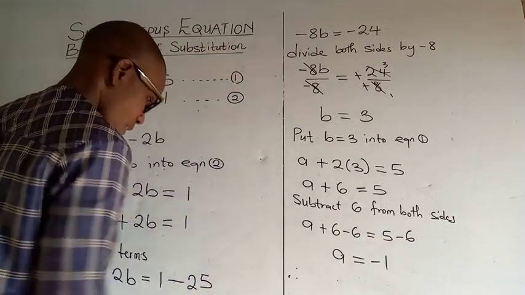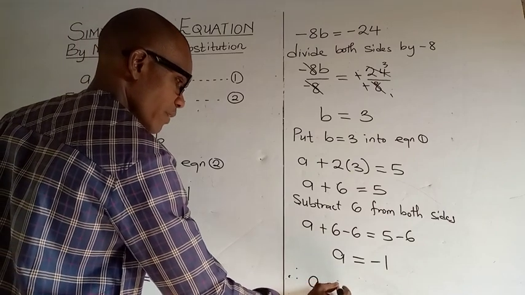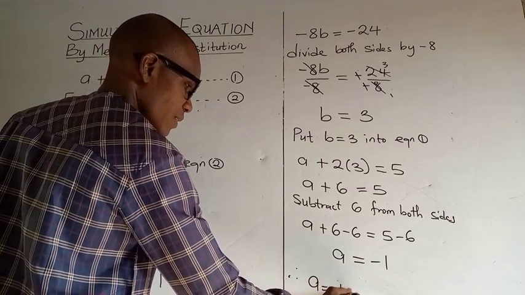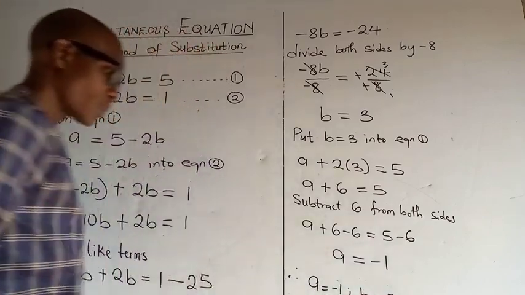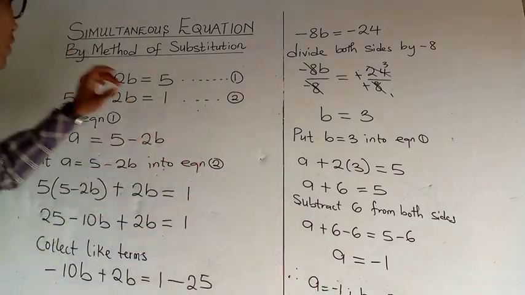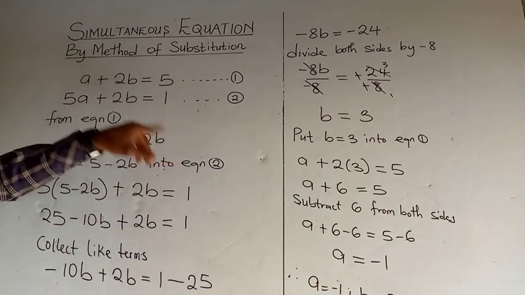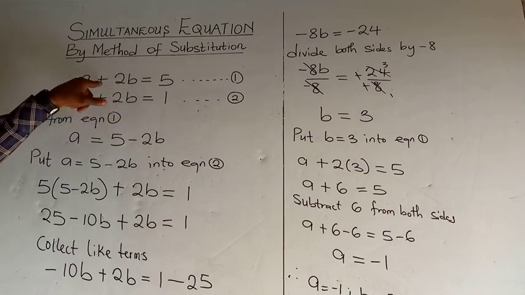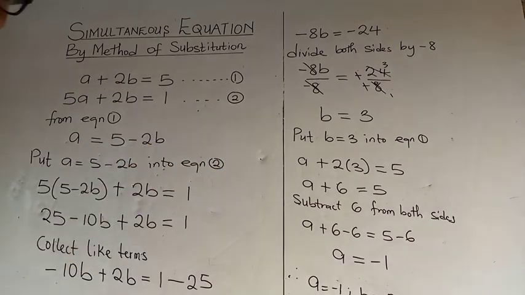It therefore means that our value of a is equal to minus 1, and that of b is equal to 3. We can still check if we are correct. Of course, if a is minus 1, we put a as minus 1 here plus 2 times 3. 2 times 3 is 6. So minus 1 plus 6 is 5, meaning our answer is correct.